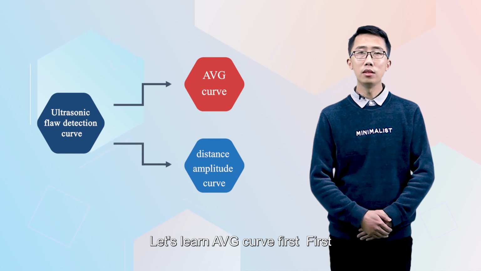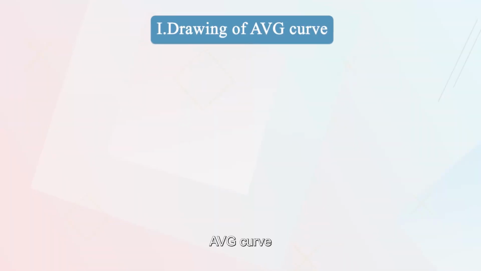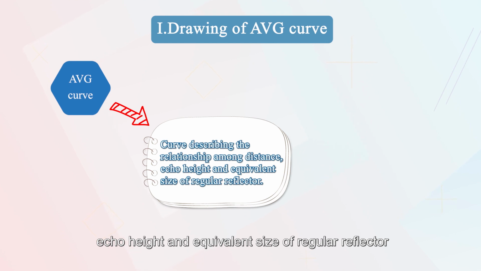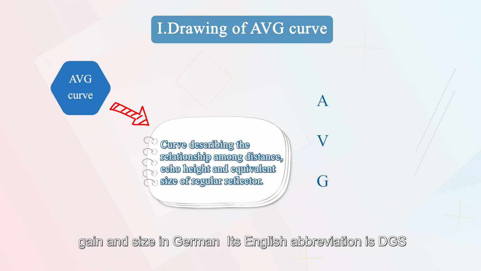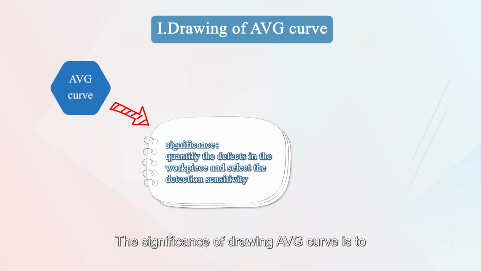Let's learn AVG curve first. First, what is AVG curve? AVG curve describes the relationship among the distance, echo height, and equivalent size of regular reflector. A, V, and G are the abbreviations of distance, gain, and size in German. Its English abbreviation is DGS. The significance of drawing AVG curve is to quantify the defects in the workpiece and select the detection sensitivity.